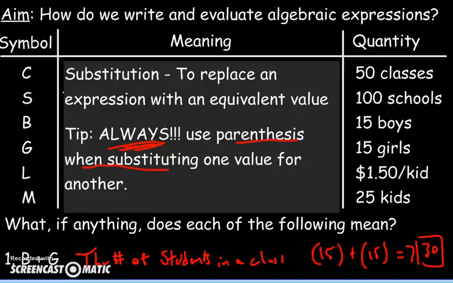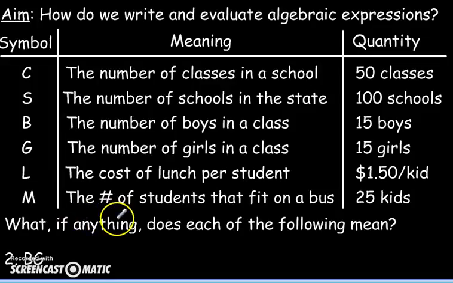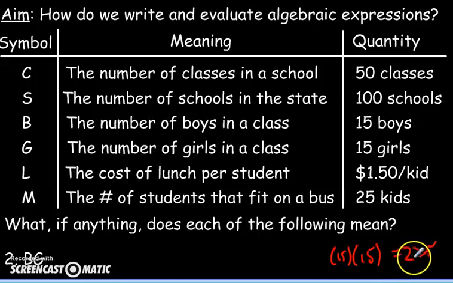Let's look at another example. What does this mean? B times G, the number of boys times the number of girls. We can calculate that. That's 15 times 15, which is equal to 225. I don't know what this value represents. This is 15 girls of boys. It doesn't make any sense. So this does not mean anything. It has no meaning.